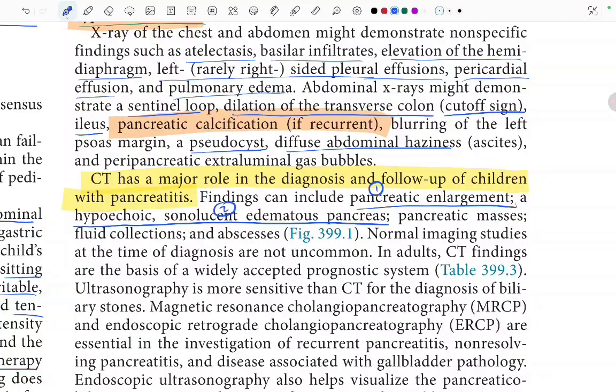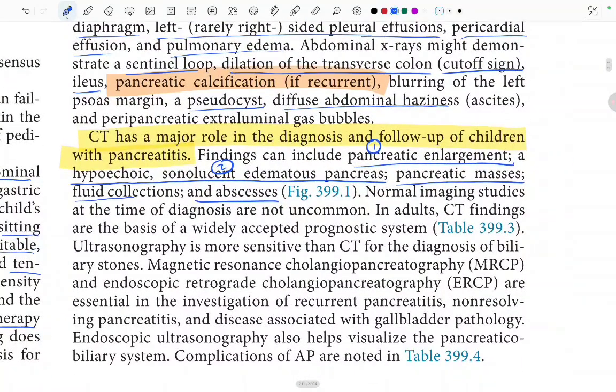There can be pancreatic masses, fluid collection, and abscesses. Normal imaging studies at the time of the diagnosis are not uncommon. In adults, CT findings are the basis of a widely accepted prognostic system, which is written in this table. Ultrasonography is more sensitive than CT for the diagnosis of biliary stones.